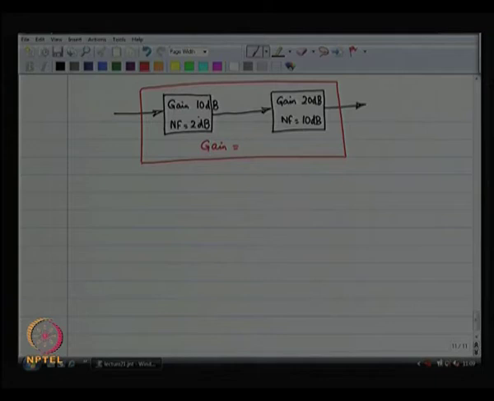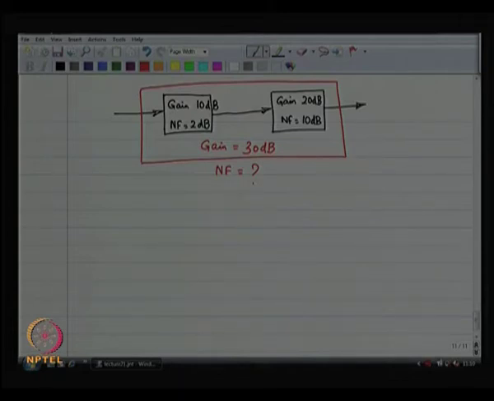What is the gain? 10 dB plus 20 dB, you have got a gain of 30 dB. That is very easy. But the noise figure is not very easy to understand. It is not going to be 12 dB, no. It is definitely not going to be 12 dB.